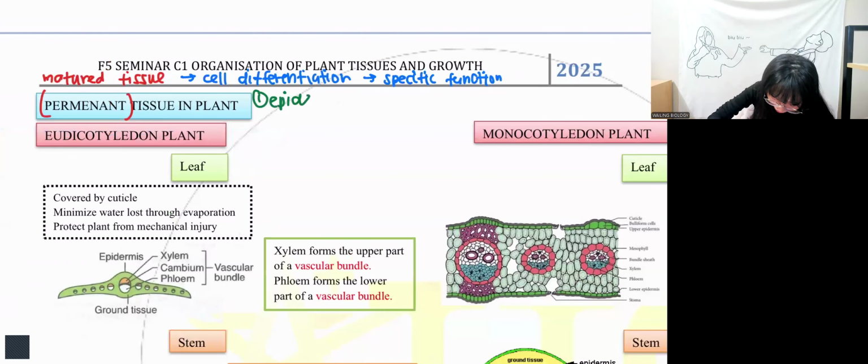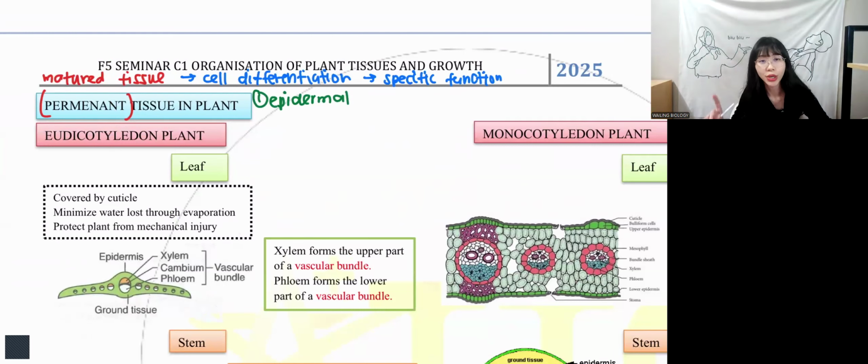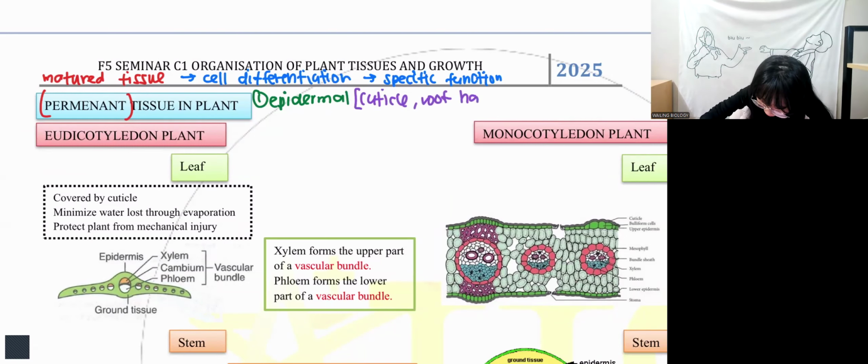First, we have epidermal tissue. Epidermal means the outermost layer. We call this as epidermal. Epidermal, what do we have? Epidermal, we have cuticle. Okay, cuticle. We have root hair and also guard cell. These are the outermost layer.